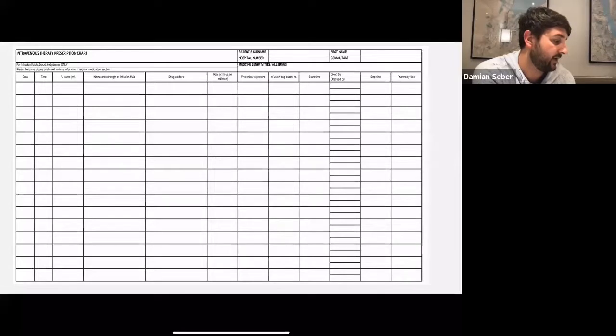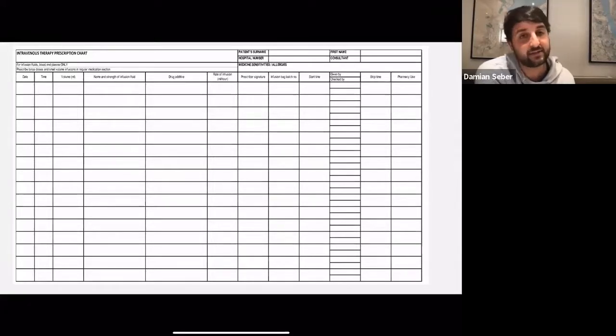And then on the back, you'll have your IV fluids. So we'll go over IV fluid prescribing. So maintenance and resuscitation fluids. We're not going to cover replacement fluids because you won't be asked to do that because it's quite complicated.